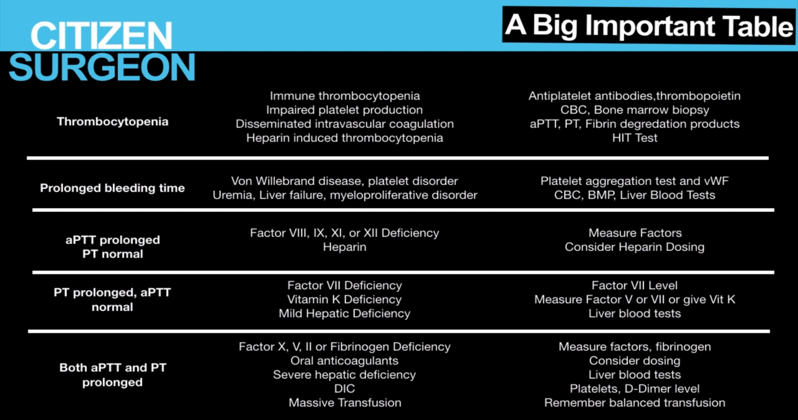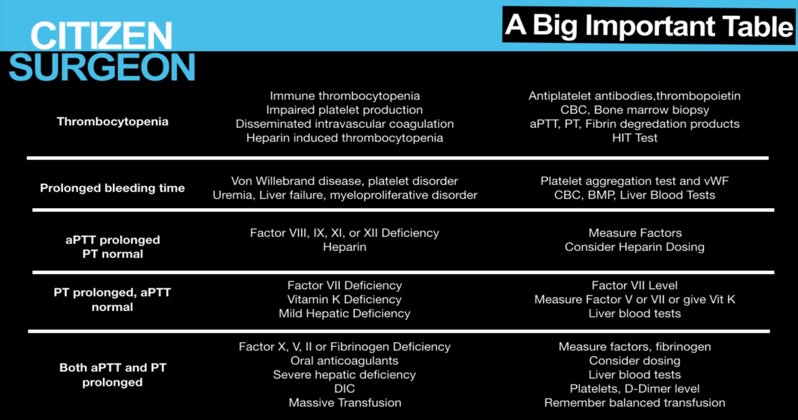And so you can go down here on the second column is going to be the different conditions. So for example, if we looked at it when we have PT is prolonged, but our PTT is normal, that could be in factor 7 deficiency, vitamin K deficiency, or mild hepatic deficiency.